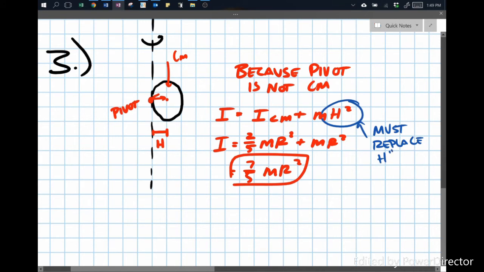We must replace this h term. We have to figure out what it is. Once we figure that out, we can stick it in there.